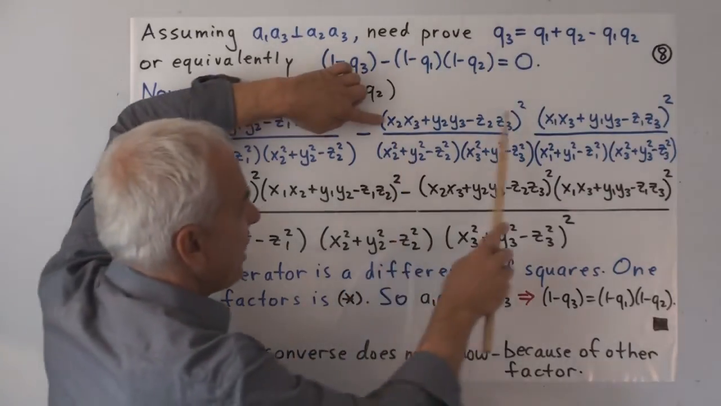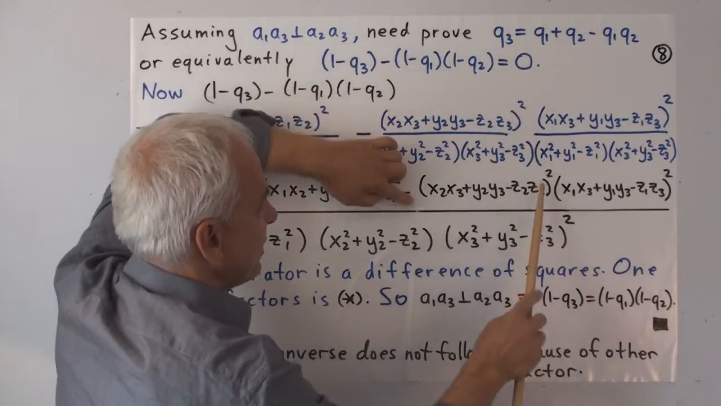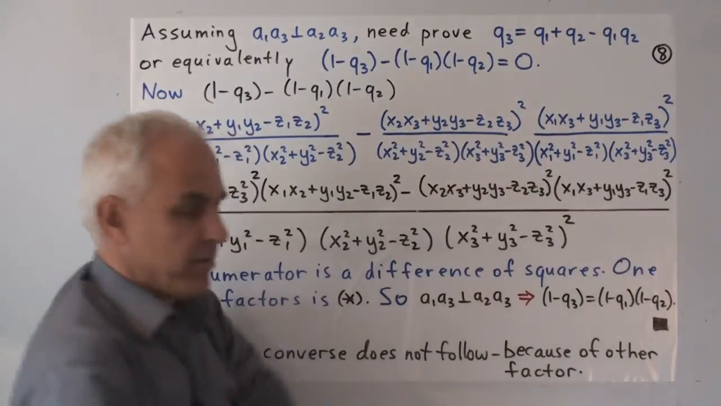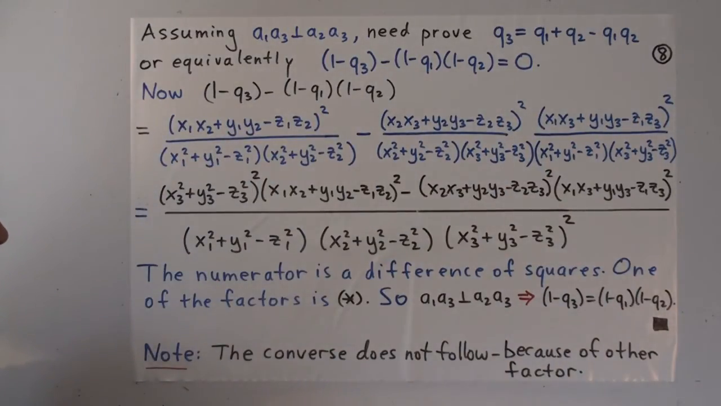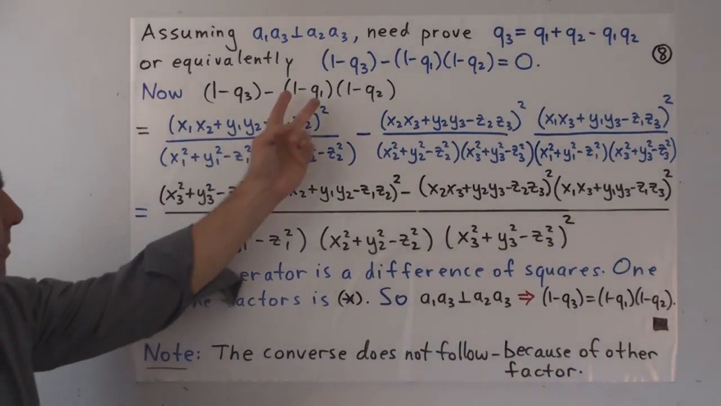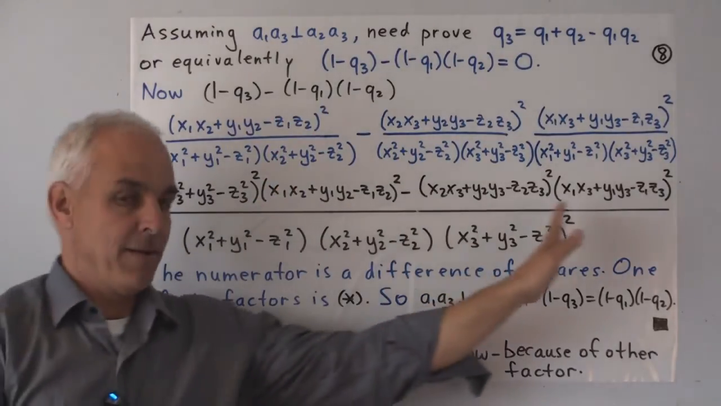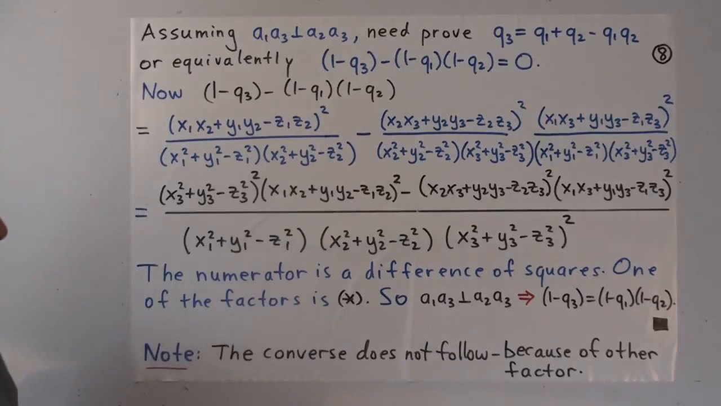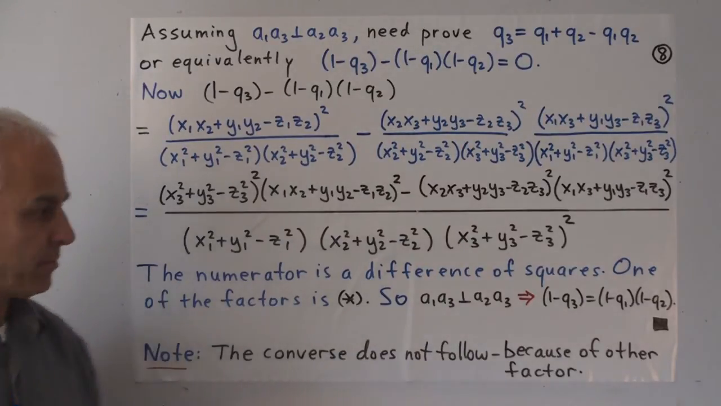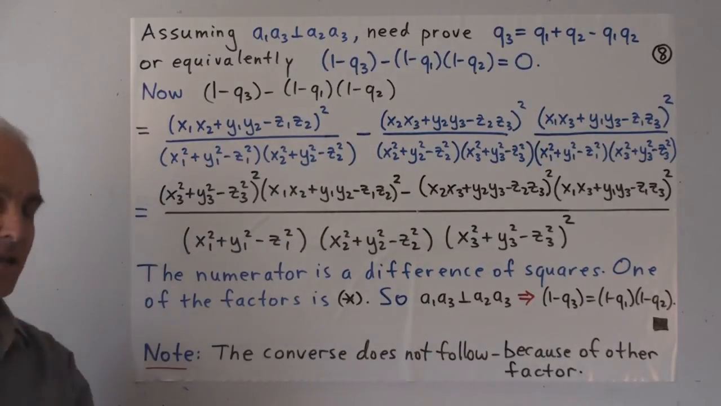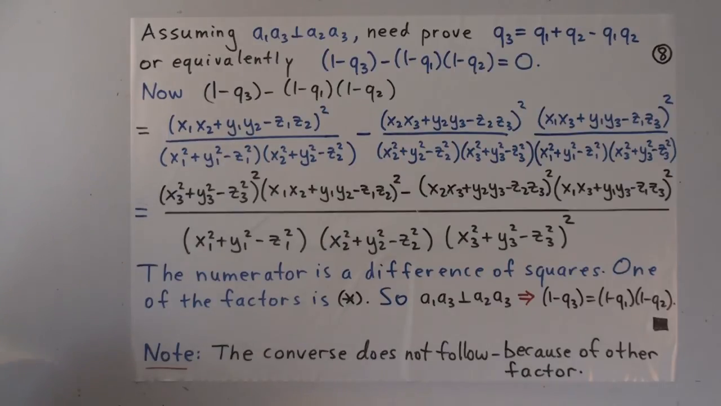And here we're just repeating the numerators that are already there. This is the same as that. This is the same as that. So here's 1 minus q3 minus 1 minus q1 times 1 minus q2 written over a common denominator. We would like to show that's 0 if star is satisfied. Okay, we look at this and say, well, when is this 0?